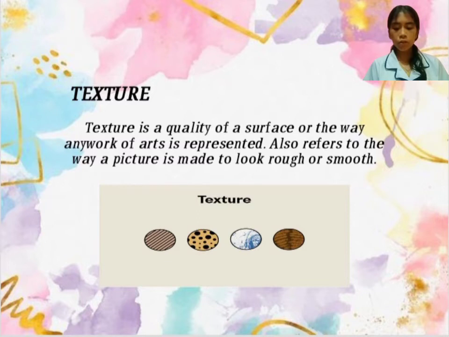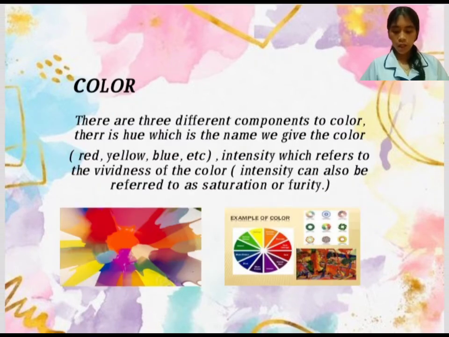Texture. Texture is a quality of surface or the way any work of art is represented. It also refers to the way a picture is made to look smooth or rough. Color. There are 3 different components to color. There is hue, which is the name we give the color, like red, yellow, blue, and etc. Intensity, which refers to the vividness of the color. Intensity can also be referred to as saturation or purity.